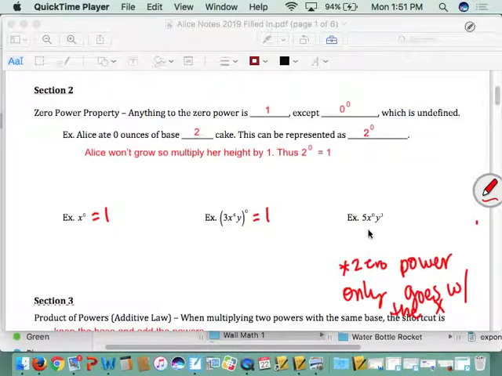So if an exponent is not present, it is a 1. So this 5 has its own exponent of 1. So it's 5 to the 1st, x to the 0, and y to the 3rd. So the x to the 0 turns into 1. So then we have 5 to the 1st times 1 times y to the 3rd. And in simplest form, this is now 5 times y to the 3rd. So make sure you understand the difference between the second example and the third example. We'll practice that some more in class.